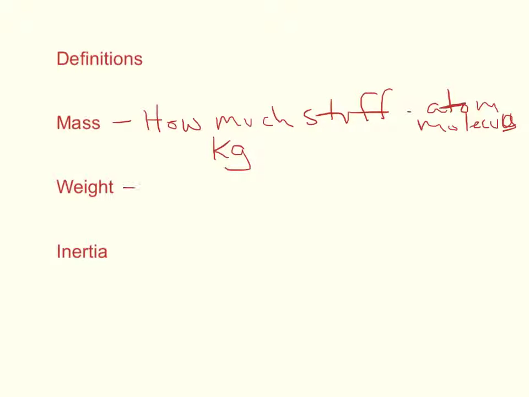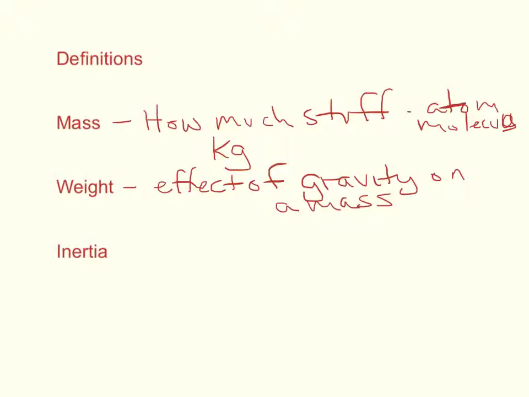Now, mass is very different than weight. Weight is really just the effect of gravity on a mass. And we measure weight in newtons. If you'll recall from your reading, newtons are simply a measure of how much force it takes to move a 1 kilogram object 1 meter per second. Now, to calculate the weight of an object, we use mass multiplied by the acceleration of gravity.